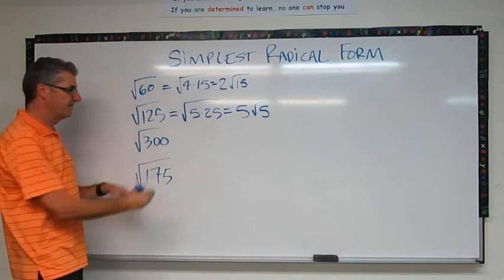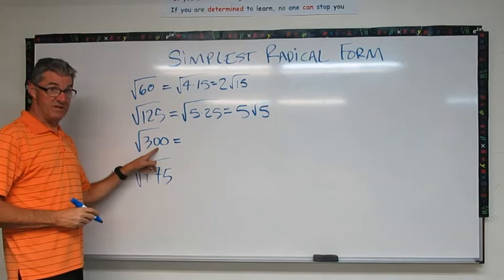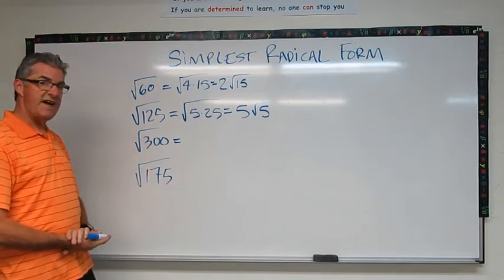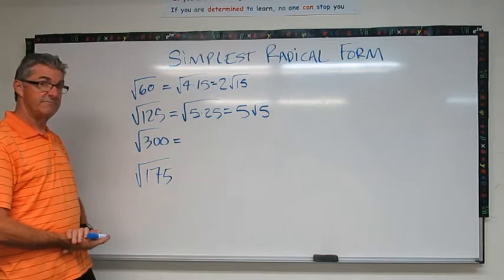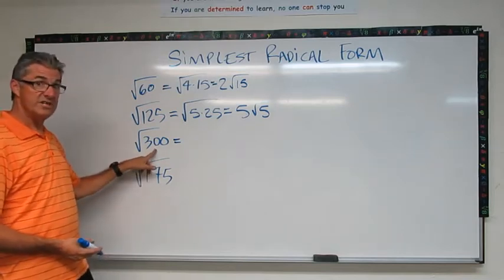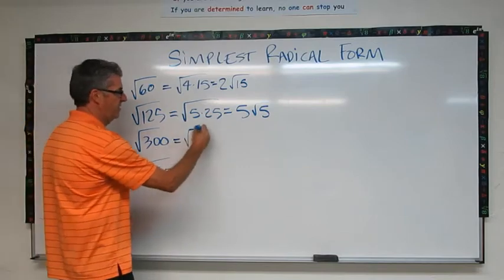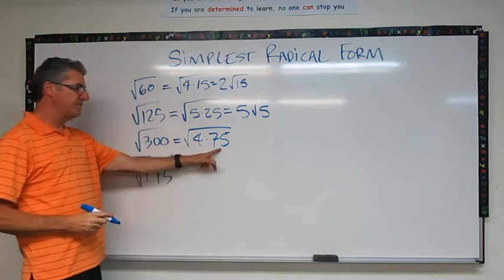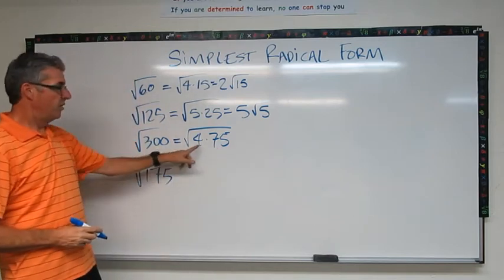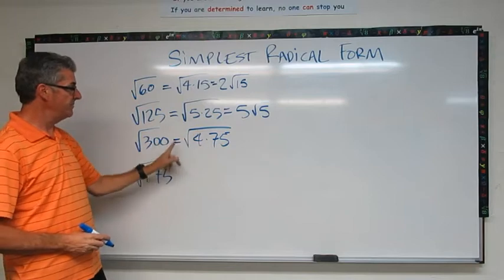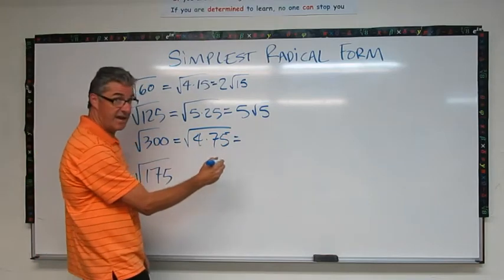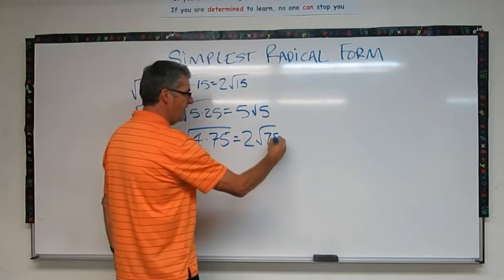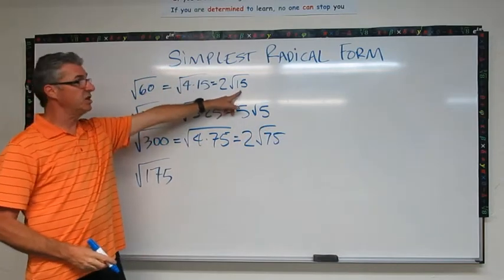We're getting a little bigger here. Root 300. Think for a minute, can you factor that into some numbers that have perfect squares? Well, let's try 4 times 75, because 4 times 75 does make 300. 4 is a perfect square, so it comes out. So we're going to take it out as its square root. Square root of 4 is 2. 2 times root 75.